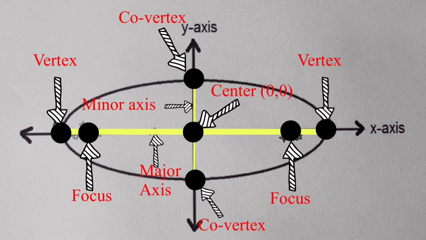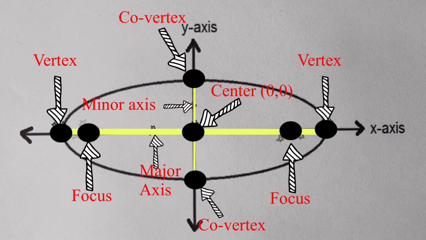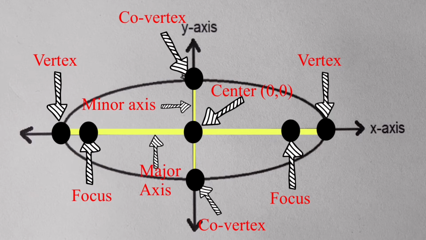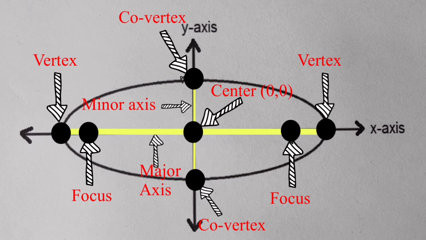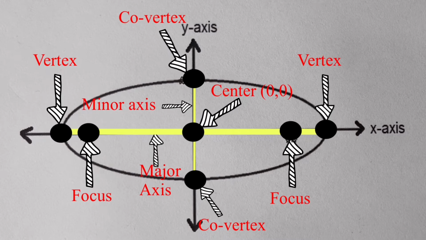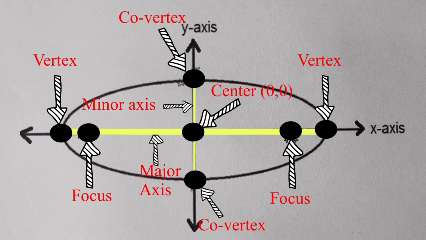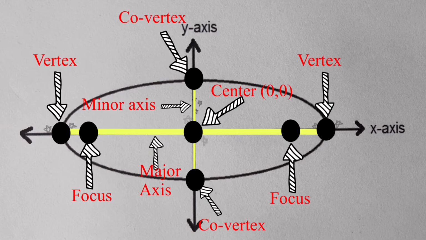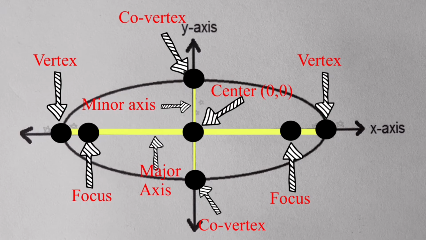So these 2 points right here are the focus of the ellipse. The plural for focus is foci. This focus is always gonna lie along the major axis. Please remember that foci of an ellipse are two fixed points on its major axis such that the sum of the distance of any point on the ellipse from those 2 points is constant. So those are the basic parts of an ellipse.